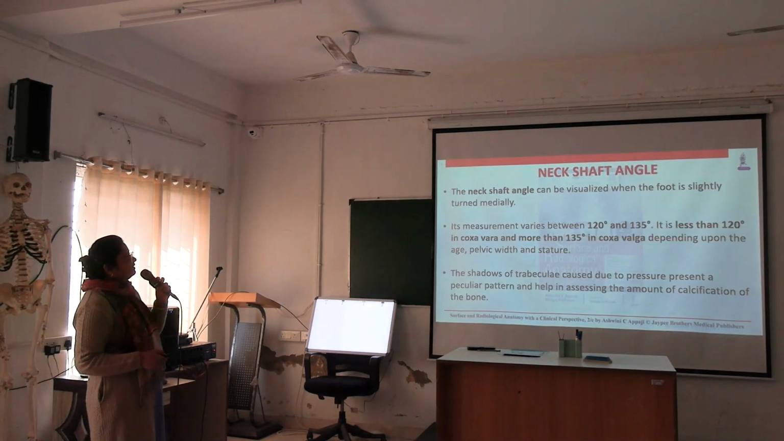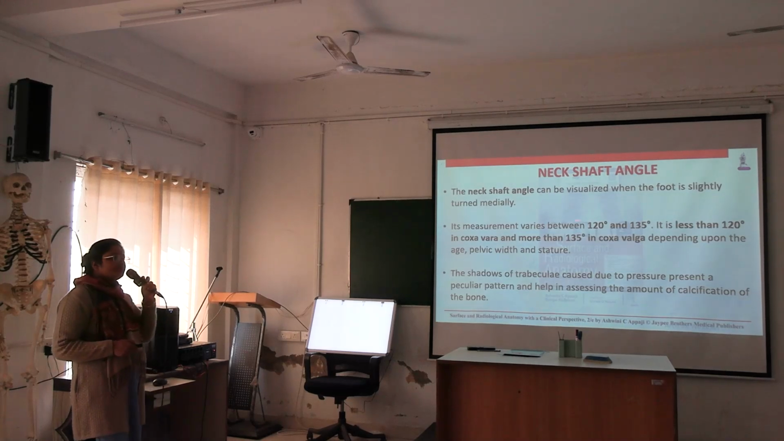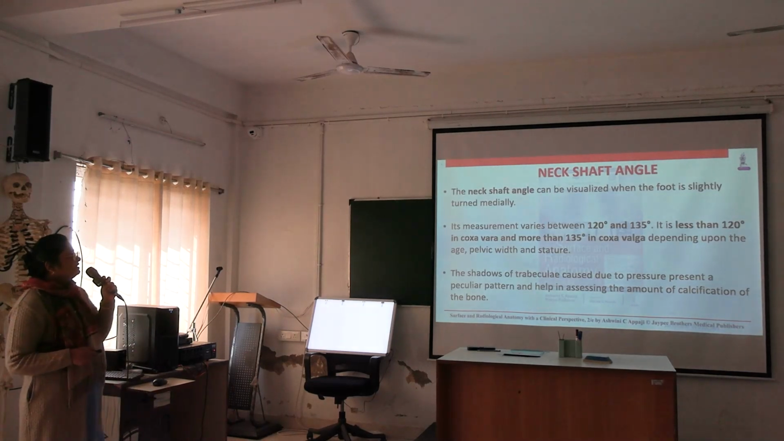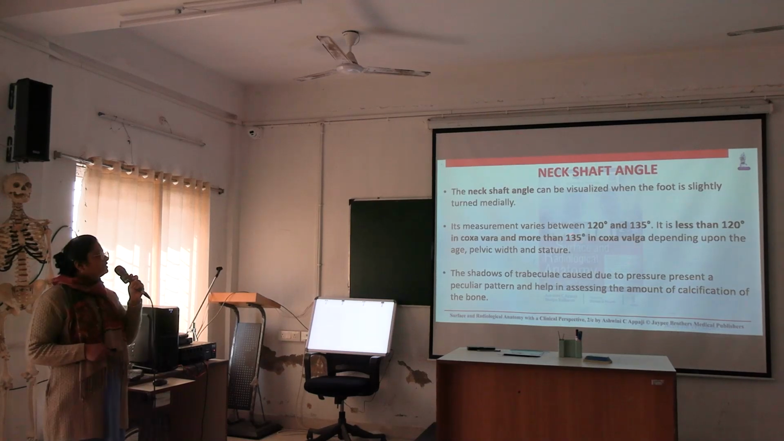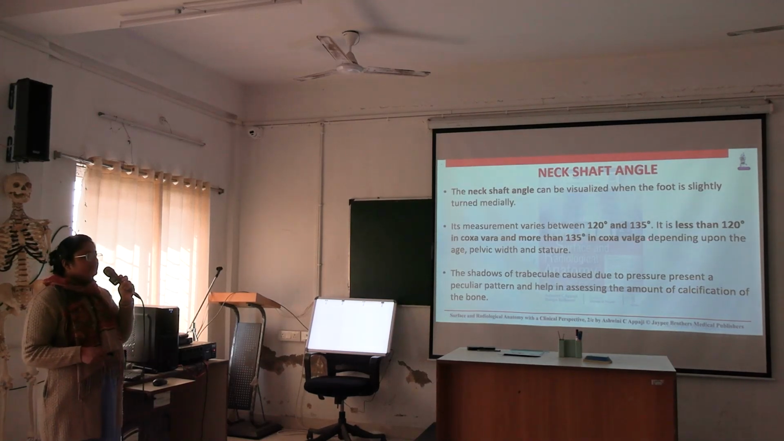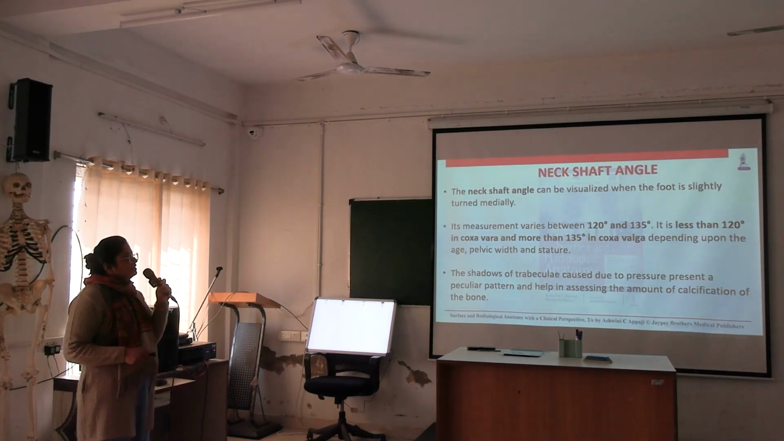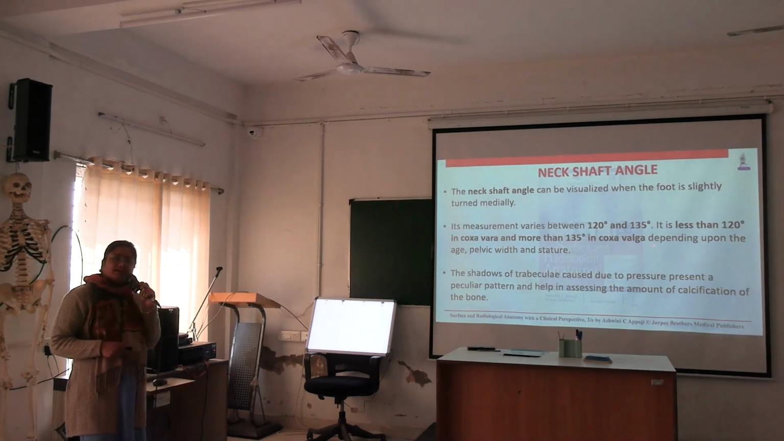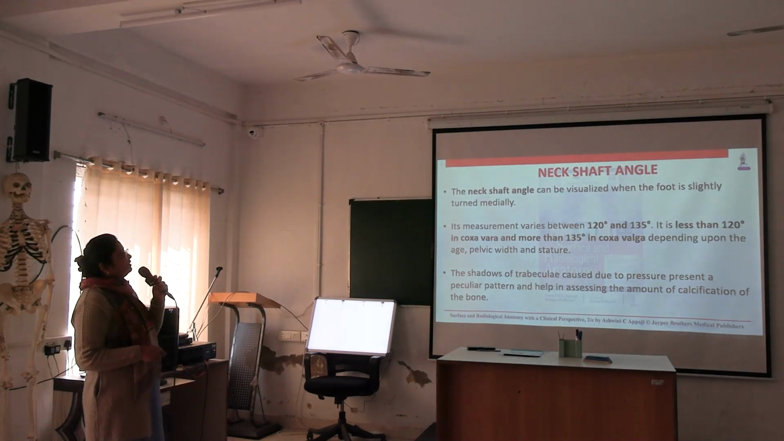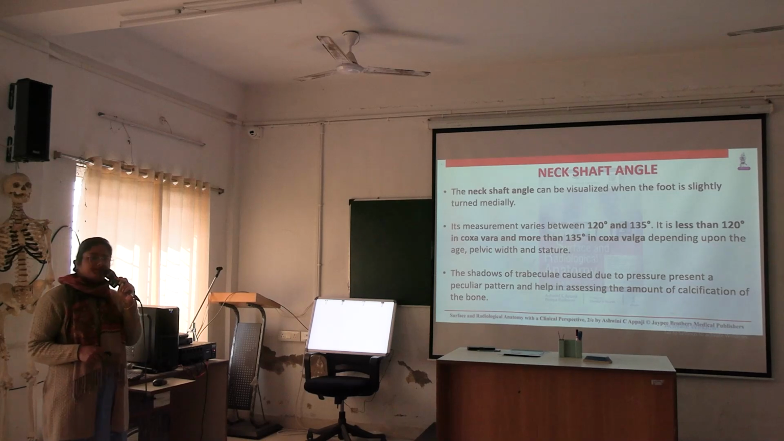Next is the neck shaft angle. Neck shaft angle can be visualized when the foot is slightly turned medially, and its measurement varies between 120 degrees to 135 degrees. When it is less than 120 degrees it is called coxa vara, and when more than 135 degrees it is coxa valga, depending upon the age, pelvic width and the stature of the patient.